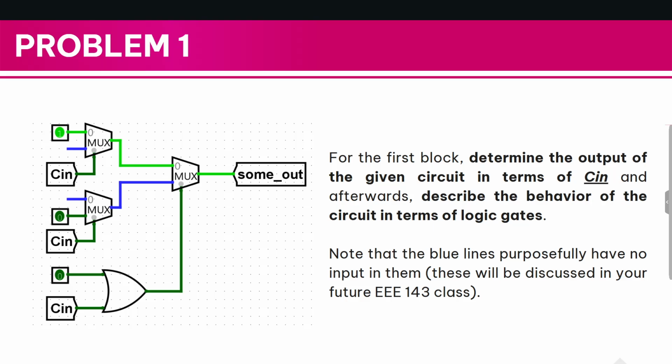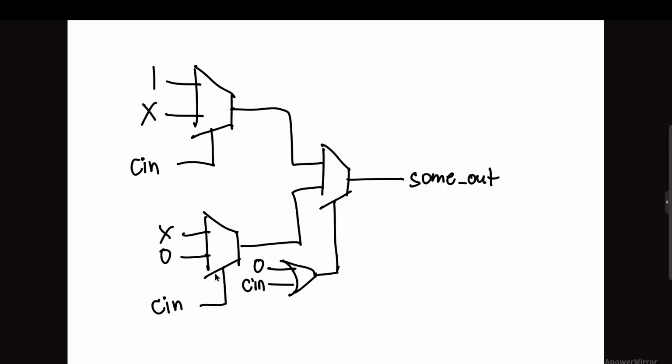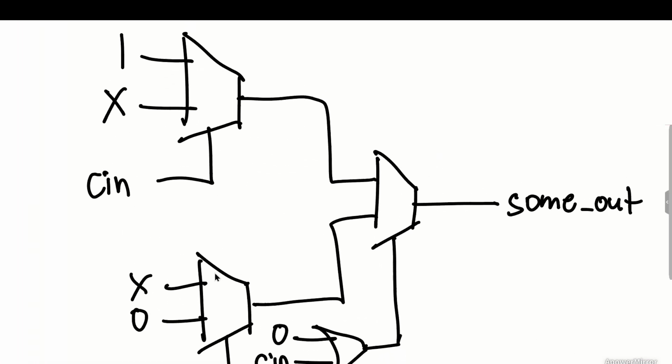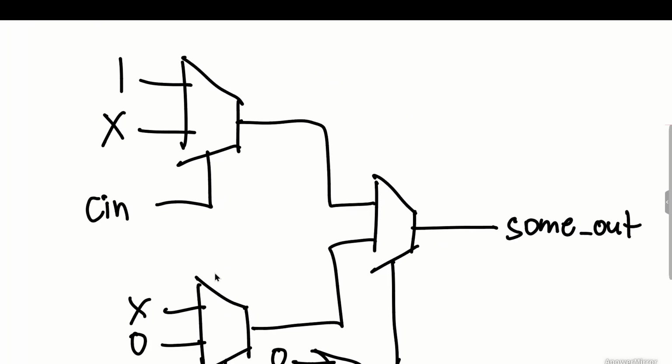So for this first block that you're given, determine the output of the given circuit in terms of Cin. And afterwards, describe the behavior of the circuit in terms of logic gates. So let's write it down. I actually have this written down already. And let's go through it part by part.